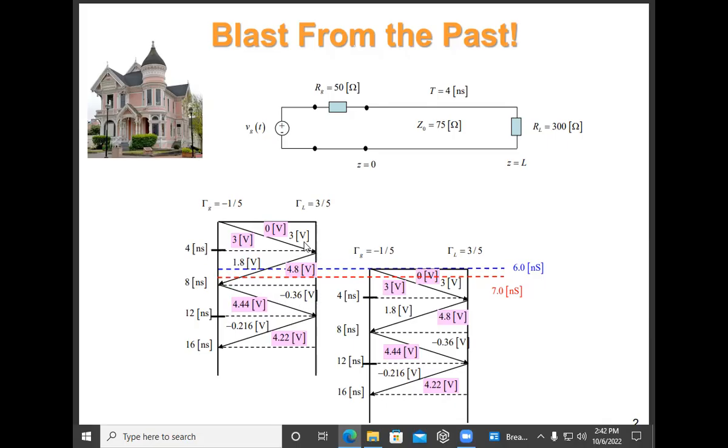So 4.8 is in this region. And then when you cross this one here, it's 4.8 minus 0.36, which is 4.44. That's this region. And then finally in this region, 4.44 minus 0.216, which is 4.22. Okay, so that's the original bounce diagram. And that's all we would need if we're just dealing with a step function. We have a pulse, but if it was a step function, that's all we would need, right?